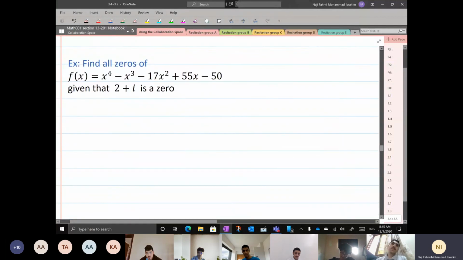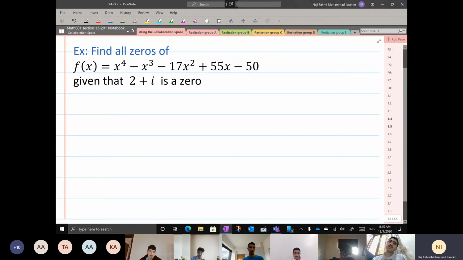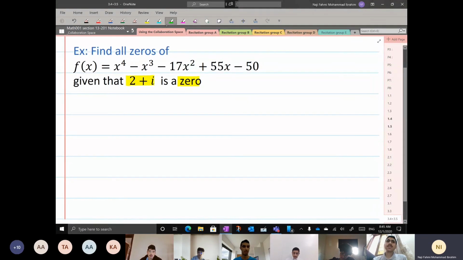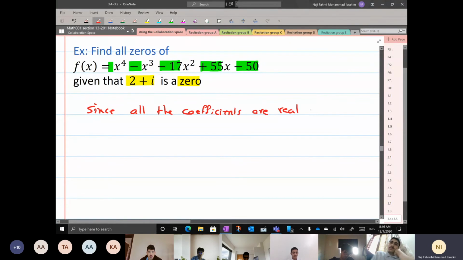Read this. What does this example say now? He says find what? All zeros. Given that 2 plus i is a zero. Now look at the coefficients. Are all the coefficients real numbers or not? Yes. So we'll say yes, since all the coefficients are real numbers, what can we say in this case?